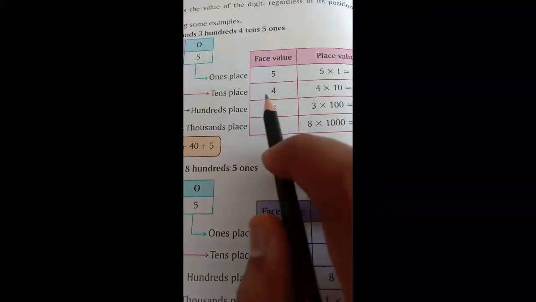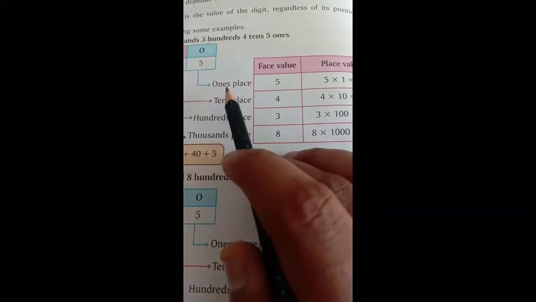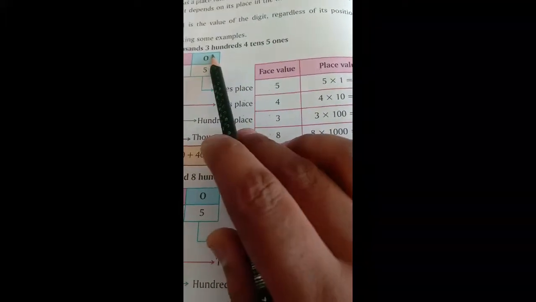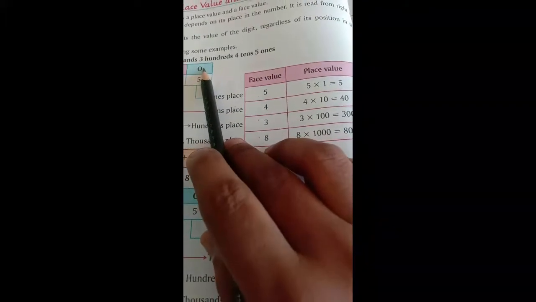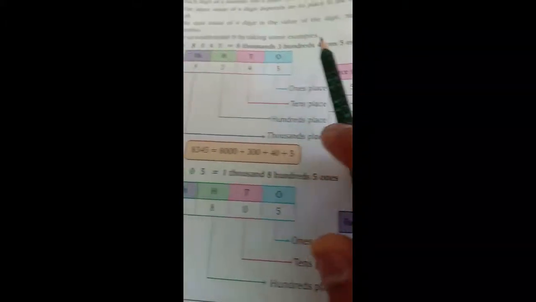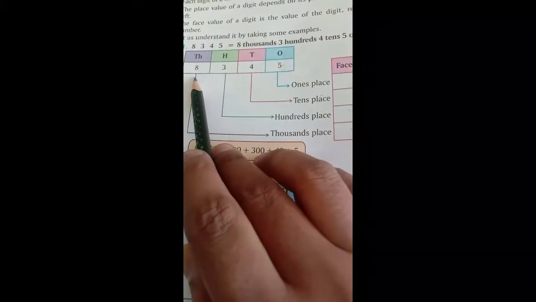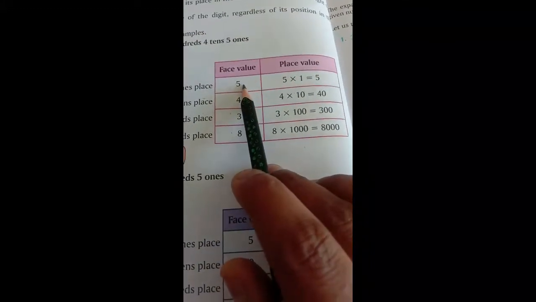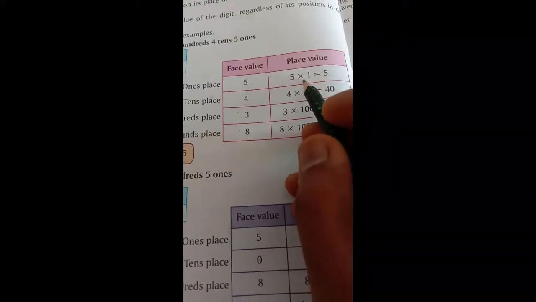Okay, so when our 5 stands on the place of ones, so what do we read it? We read it 5. हमने इसे क्या रीड किया था? 8345. 5 रीड किया था. So 5 की प्लेस वैल्यू क्या हो गई? 5. Ones, that means multiply by 1.